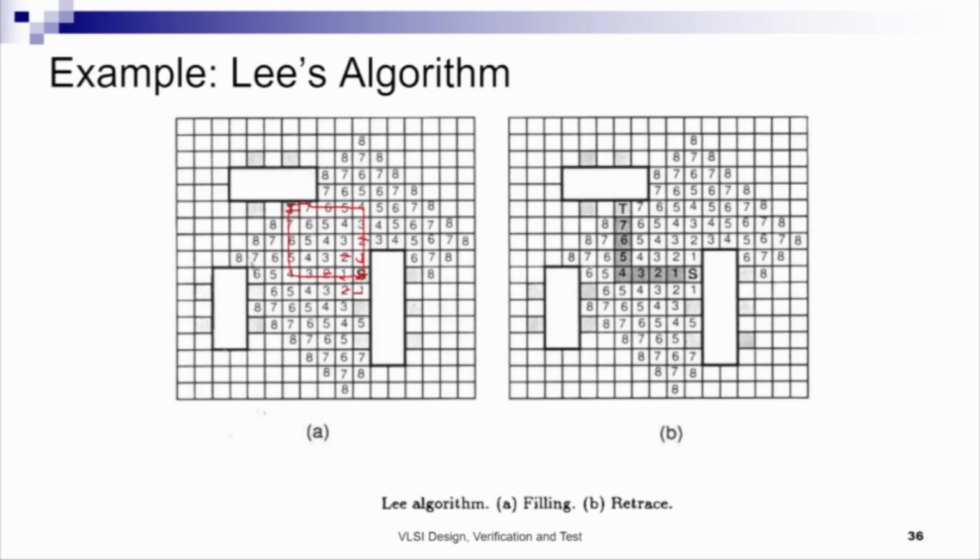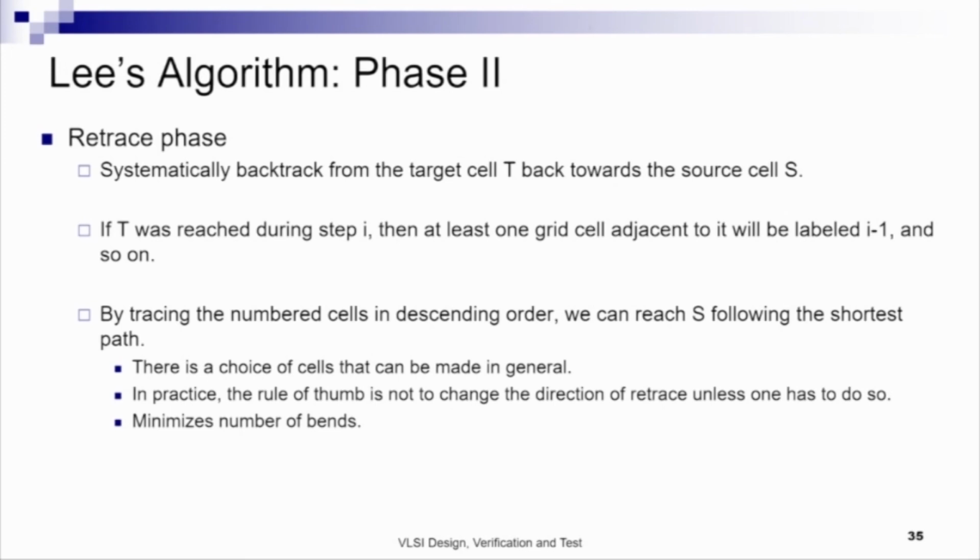It could be any other path rather. It could be this also, 7, 6, 5, 4, 3, 2, 1, S. Now all these paths have the same Manhattan distance. All are shortest paths. This is another important thing to note. So if T was reached during step I, then at least one grid cell adjacent to it will be labeled I minus 1 and so on. By tracing the numbered cells in decreasing order, we can reach S following the shortest path.